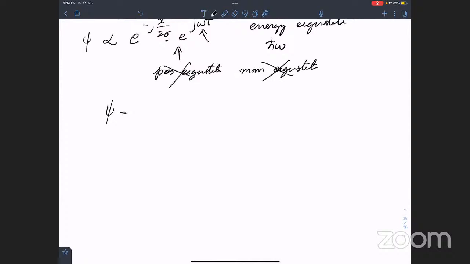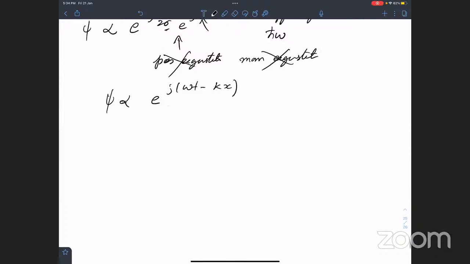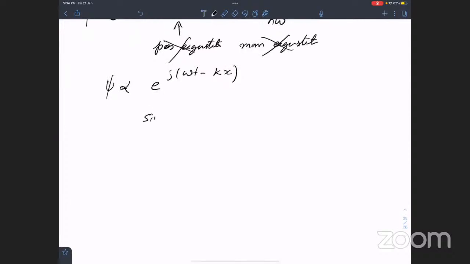So we take a plane wave function, e to the power j omega t minus k into x. Where does this come from? This looks mathematically different. Where it actually comes from, imagine this kind of a function, sine omega t minus x. This is just a sine wave.